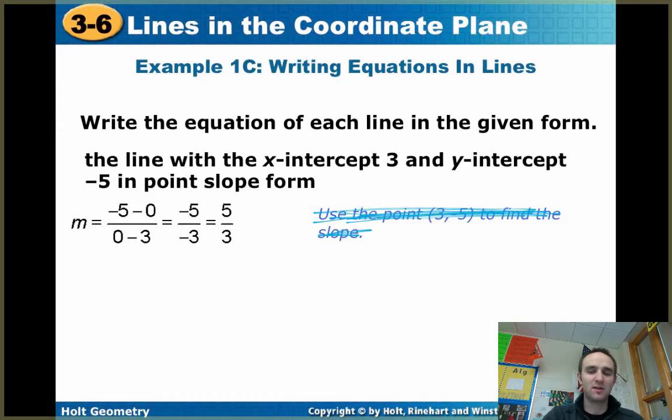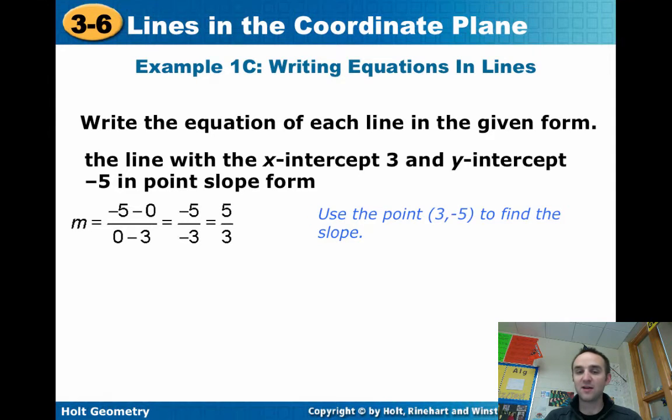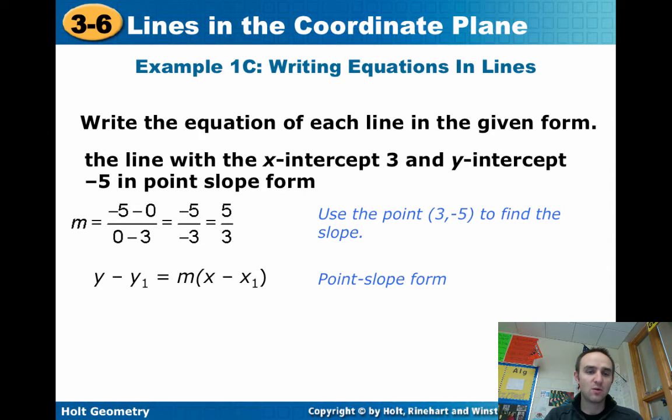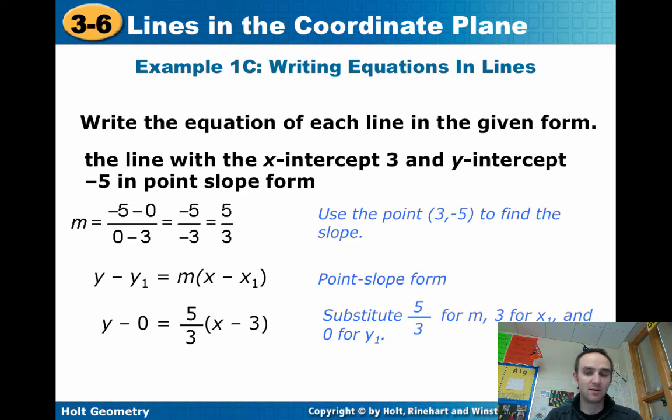Okay? Ignore what I crossed off there. They're mistaken once again on this PowerPoint. But we know better than that. We know it's not the point 3, negative 5. So we use those 2 ordered pairs to find the slope. Once we find the slope, then we can plug what we know into point-slope form. Plug your slope in, and then one of the points, either your x-intercept or your y-intercept. One of them, it does not matter. Here they use the x-intercept.